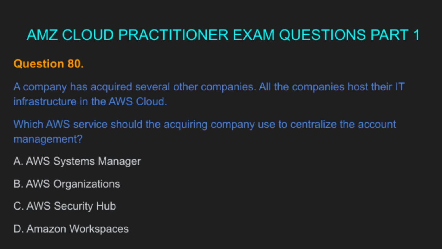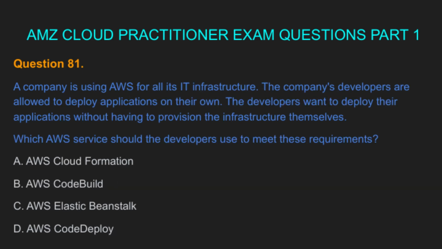Question 80. A company has acquired several other companies. All the companies host their IT infrastructure in the AWS cloud. Which AWS service should the acquiring company use to centralize the account management? A. AWS Systems Manager. B. AWS Organizations. C. AWS Security Hub. D. Amazon WorkSpaces. The answer is B. AWS Organizations.